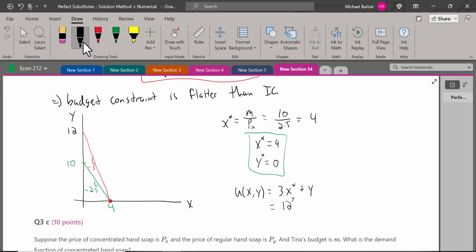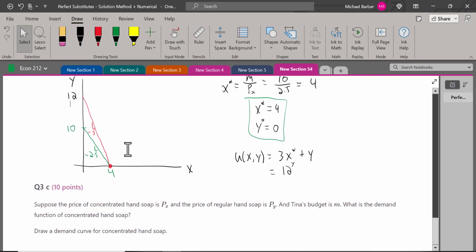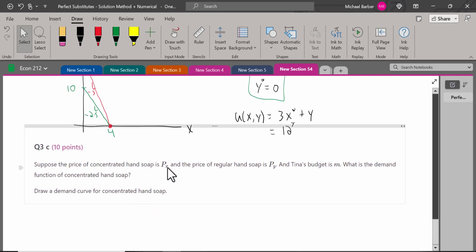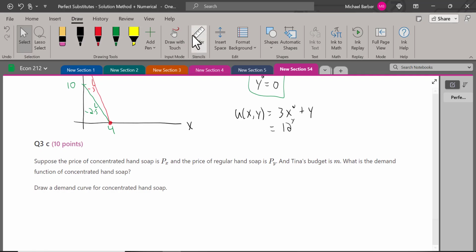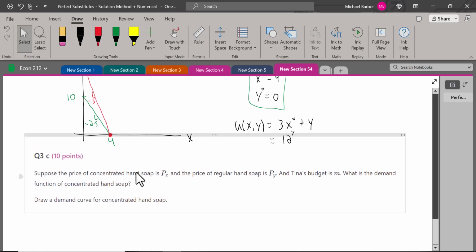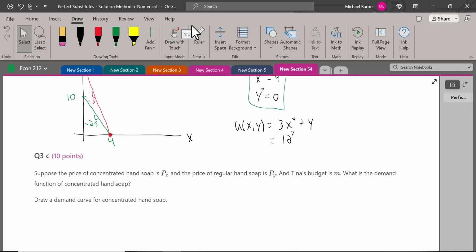So here's a numerical example. I'm going to make another video that goes through the more generic solution, if we just had a price of PX and a price of PY and a budget of M, and how we think about doing the demand functions for that. So I'll make separate videos for these kinds of general solutions where we derive the demand functions.